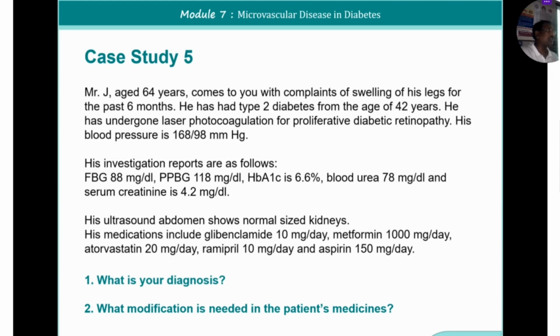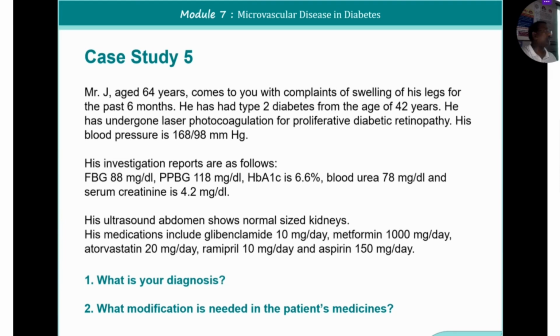Okay, so that means he is in CKD. Urea 78 and creatinine 4.2. It is not AKI. AKI means urea will be 180, 200, and creatinine will be 2. So the elevation of the urea will be much more when compared to the creatinine in acute kidney injury. Whereas in chronic kidney disease, your creatinine level will be much more when compared to the urea.